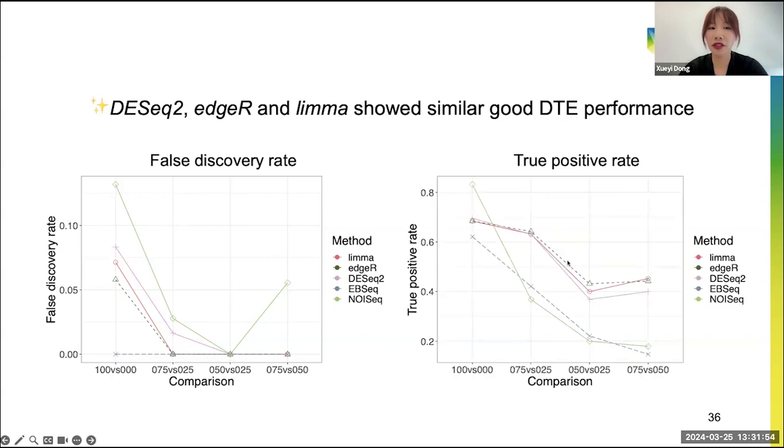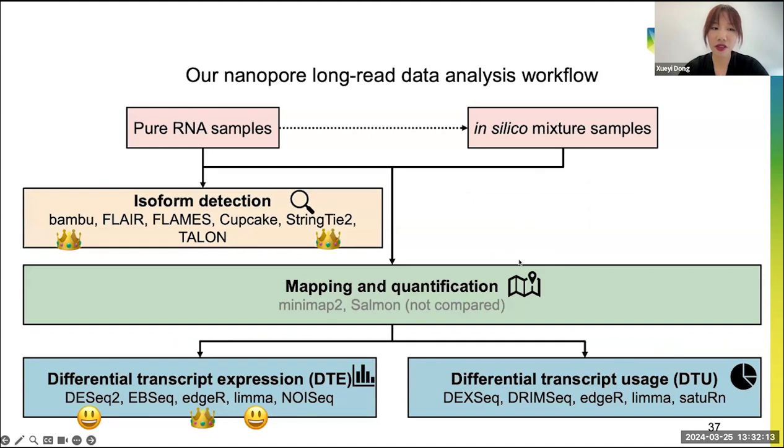When we look at the true positive rate, we found out that limma, HR, and DESeq2 are all performing similarly, but NOISeq and EBSeq are having a bit lower true positive rate at the comparison of the in-between mixture samples. So overall, we think that DESeq2, HR, and limma are performing similarly well in these comparisons, and while in these three methods, HR is slightly controlling the false discovery rate better.